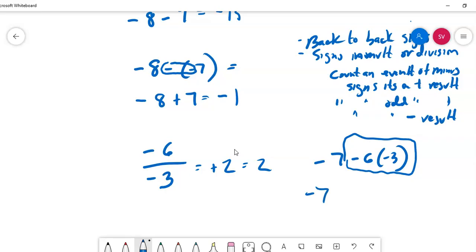Now we count an even number of minus signs, so that's a positive result. 6 times 3 is 18. And then if I owe 7 and I have 18, I'm still going to have 11.